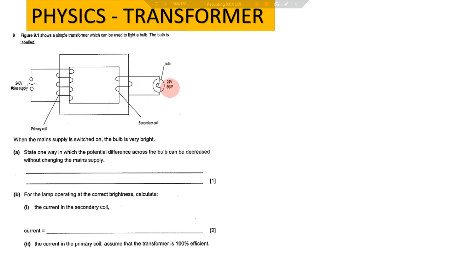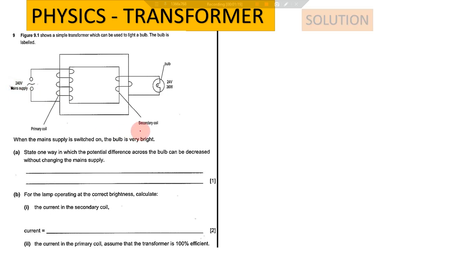Looking at our data given, we have 24 volts on the secondary coil here. At the same time, we've been given the watts, which is power, 36 watts. Then on the primary coil, we have only been given 240 volts. Okay, continuing with our question. When the mains supply is switched on, the bulb is very bright. State one way in which the potential difference across the bulb can be decreased without changing the mains supply.